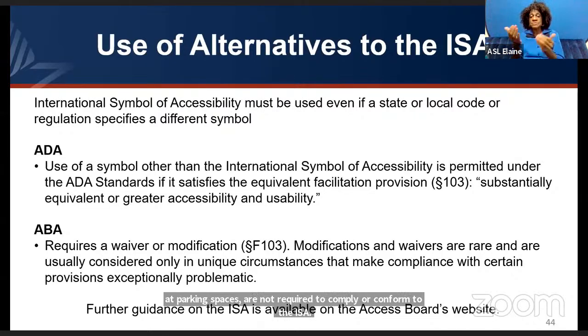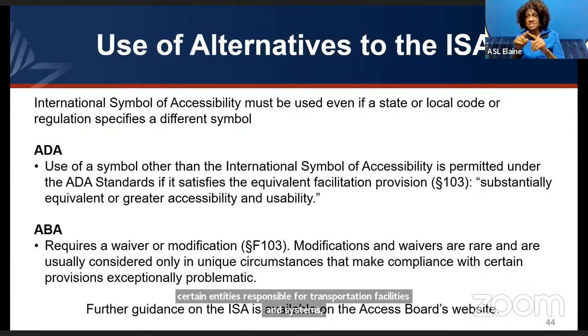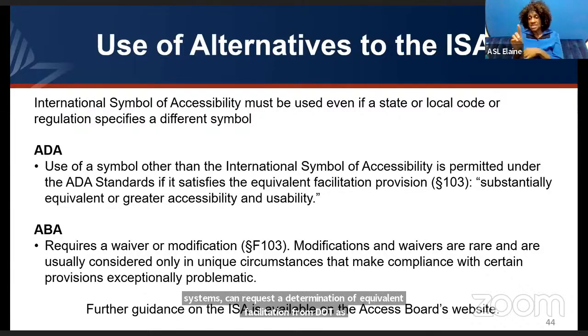Now, under the Department of Transportation's ADA standards, certain entities responsible for transportation facilities and systems, as well as manufacturers of products and vehicles used in transportation systems, can request a determination of equivalent facilitation from DOT as outlined in its ADA regulations, which are provisions 37.7 and 37.9. This applies only where use of the ISA is required by the standards. On other signs not mandated by the standards, compliance with the specified ISA is not required.